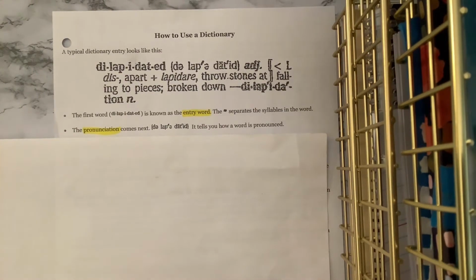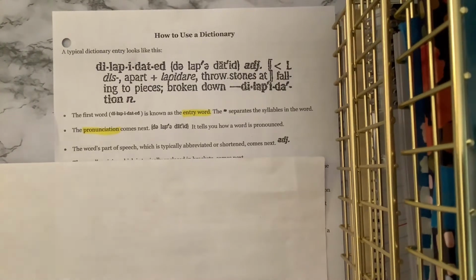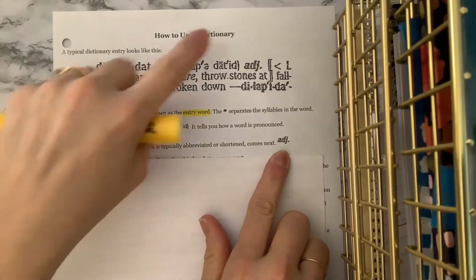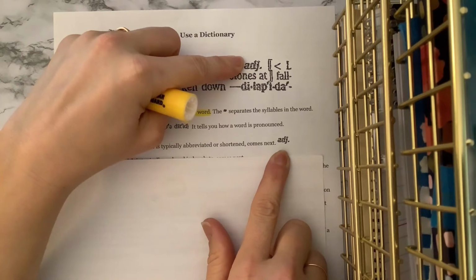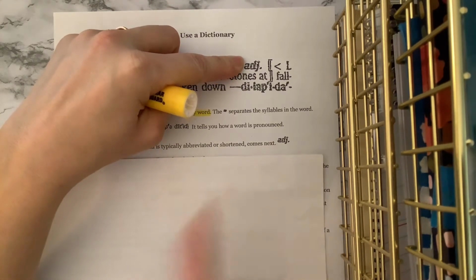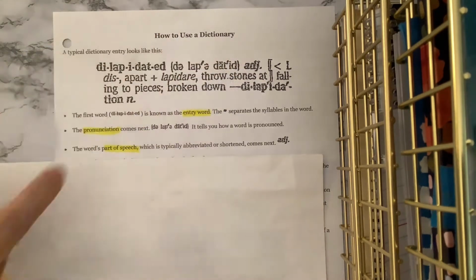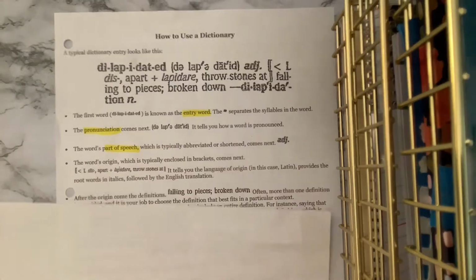If I come upon a word I don't know, I go online, I hit the pronunciation speaker symbol and it reads it to me. So it's kind of nice. Okay, the word's part of speech, which is typically going to be abbreviated or shortened, comes next. So we have our entry, our pronunciation, and then this is the part of speech. And you can see it's abbreviated or shortened, right? It doesn't spell it all the way out, but ADJ, what part of speech does that sound like to you? Yeah, an adjective, right? This is an adjective. So we see that part of speech.